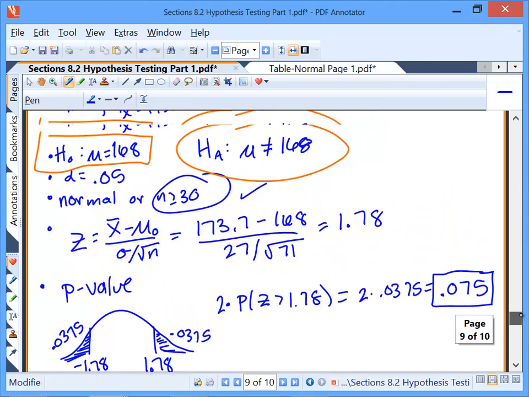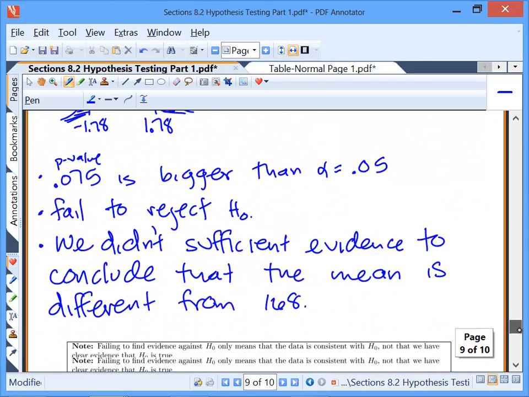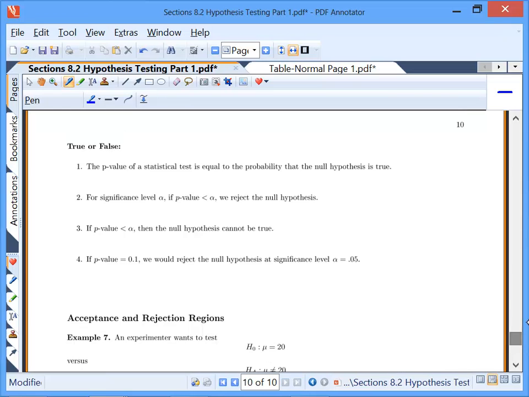Okay, so we've done a complete problem again over the weekend. Were there any questions on the process here? Let's try a few true or false problems. So the p-value of a statistical test is equal to the probability that the null hypothesis is true. True or false?